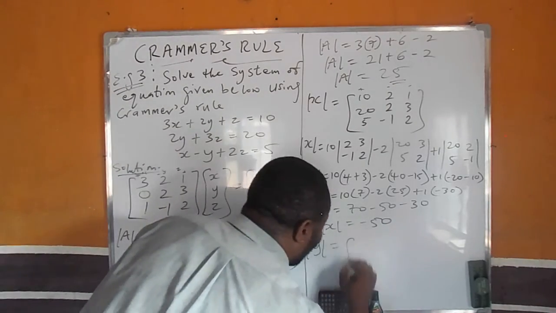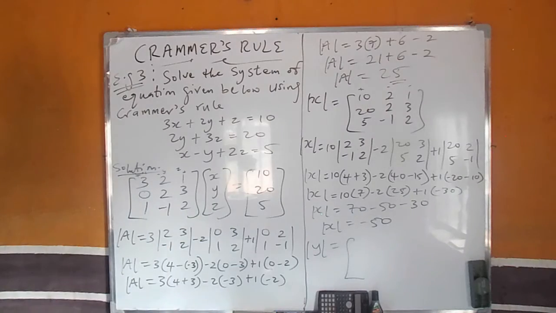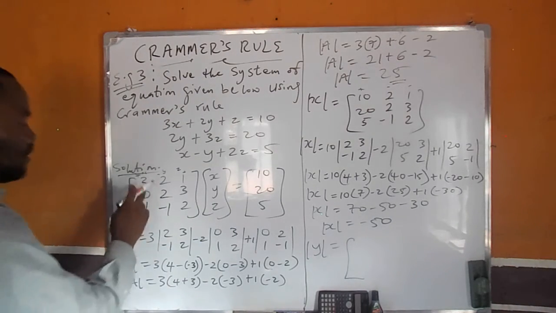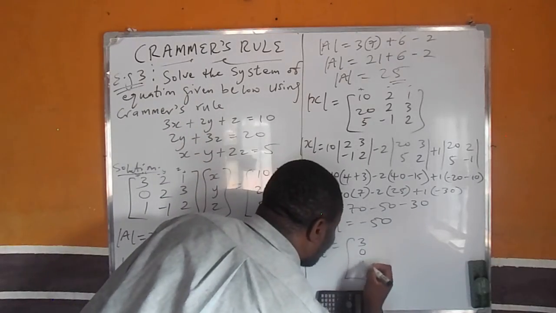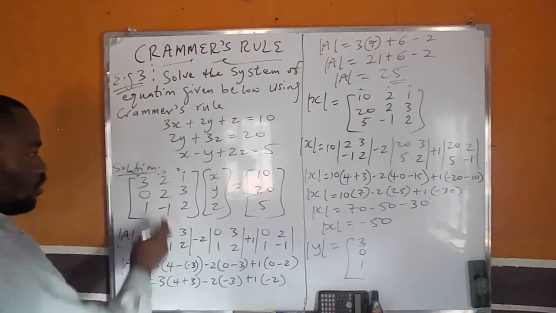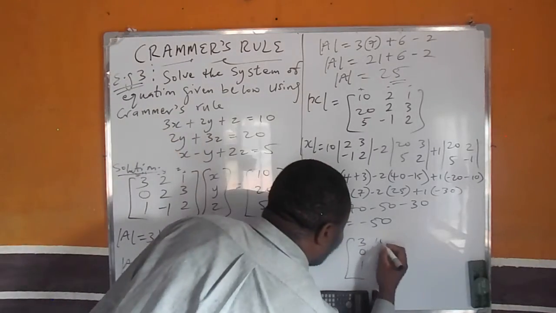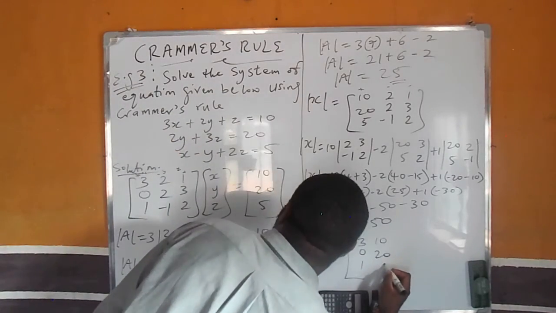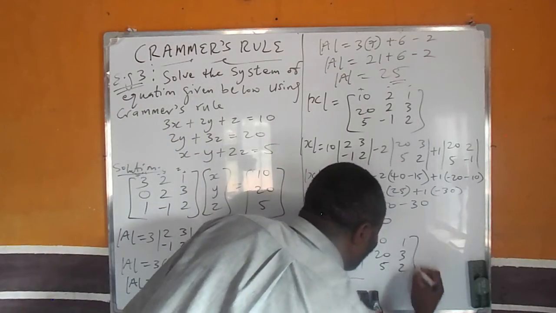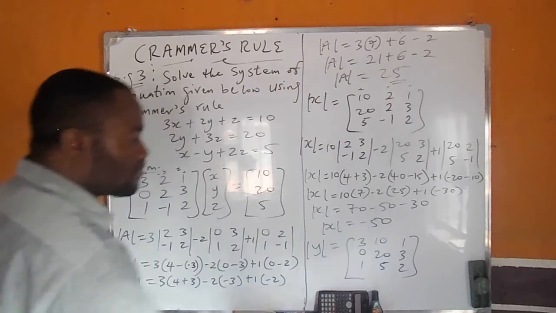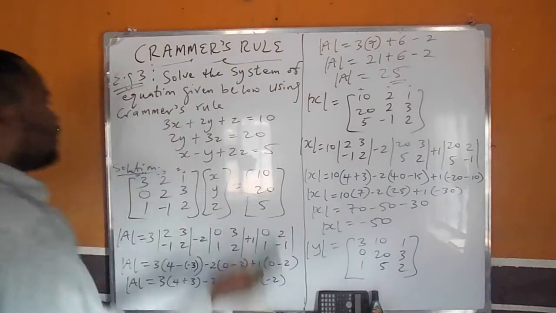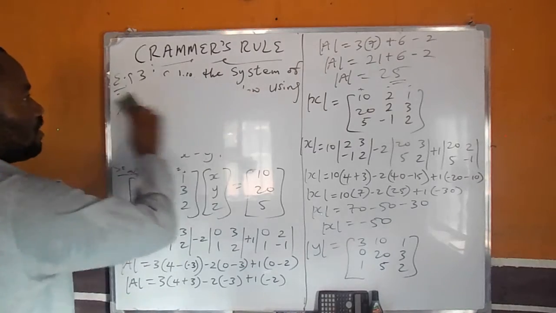So we now look for our determinant of y. Determinant of y equals, let's get our coefficient matrix. So we have 3, 0, 1, 3, 0, 1, 3, 0, 1. We are looking for y, so we replace this column with the answer values, which are 10, 20, and 5. Then we have 1, 3, 2, 1, 3, 2. Then we now look for the determinant of y. Permit me to clear this up.